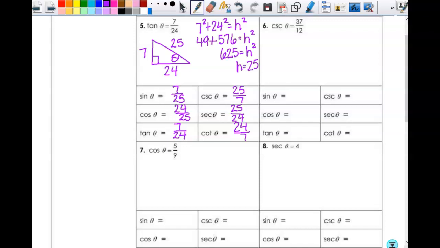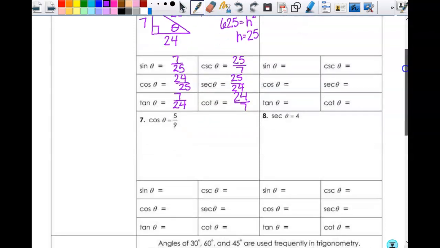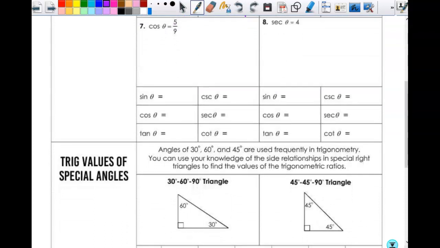All right, so let's look at number 8. We have the secant of theta equals 4. So secant is 4. Which other one do we know? Cosine, which would be 1/4. Okay. So then we are going to draw and label a triangle. Secant is what over what? Hypotenuse over adjacent.